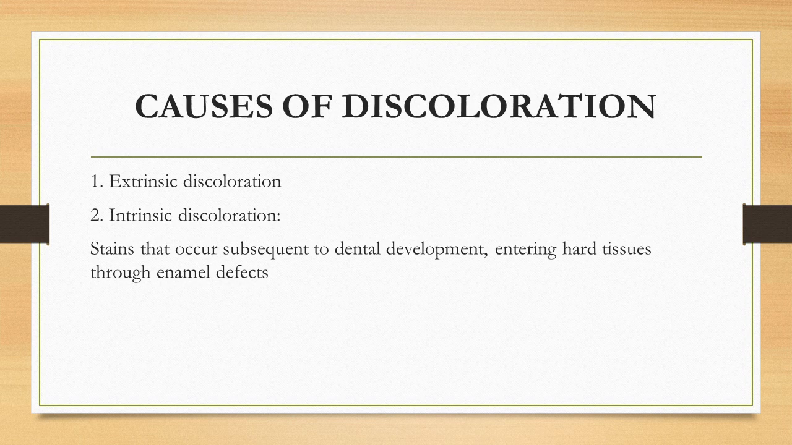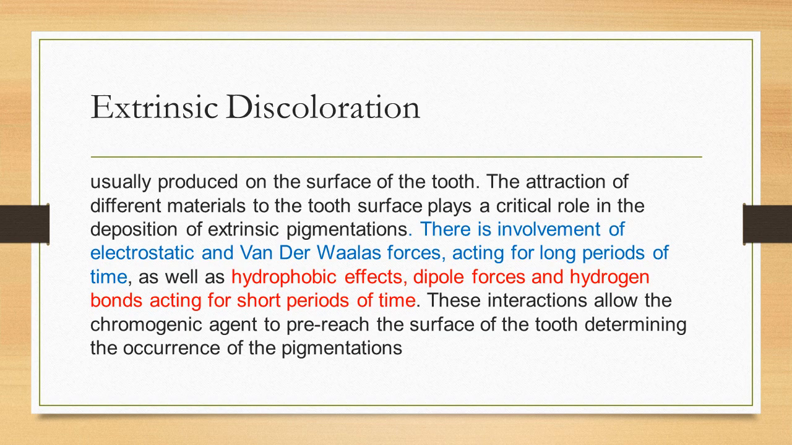We have many causes of discoloration, but we can put them in 2 categories: either extrinsic discoloration or intrinsic discoloration. The extrinsic, from the name, you know what it means. Intrinsic is a stain that occurs within the development of the tooth, and it enters the hard tissue. For the extrinsic discoloration, it's usually produced on the surface of the tooth, and it's due to the attraction of different types of material to the tooth surface, and that plays a critical role in changing the color.